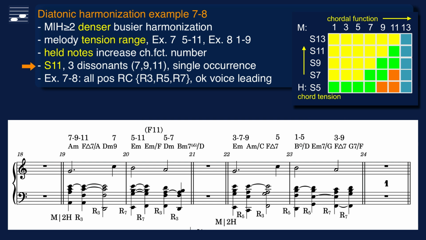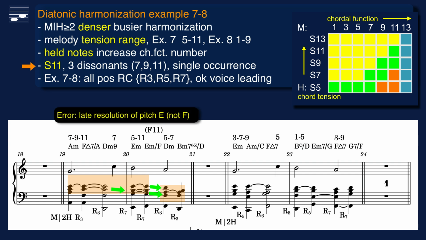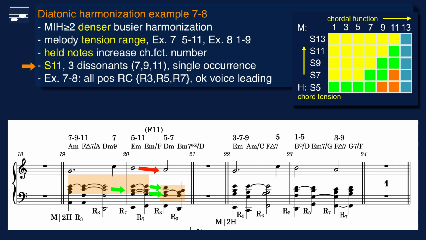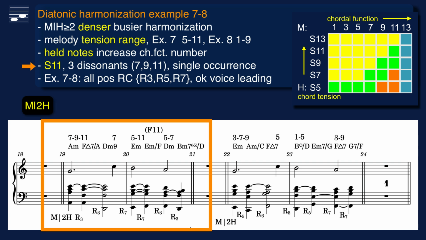Example 7 has one occurrence of a 9th chord, D minor 9, and an S11, the F11, written as E minor over F. Note that there is correct preparation and resolution of dissonant chordal functions. Notice the delayed resolution of pitch F. What remained is a parallel fifth between melody and harmony top part. This is a rich sounding diatonic harmonization.